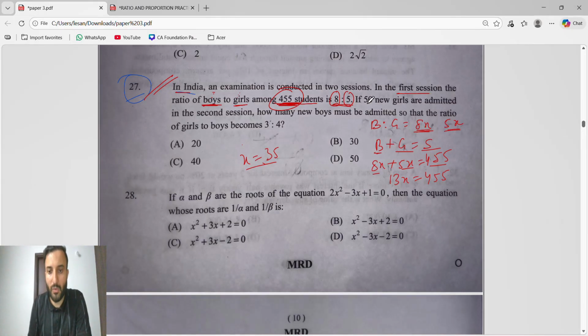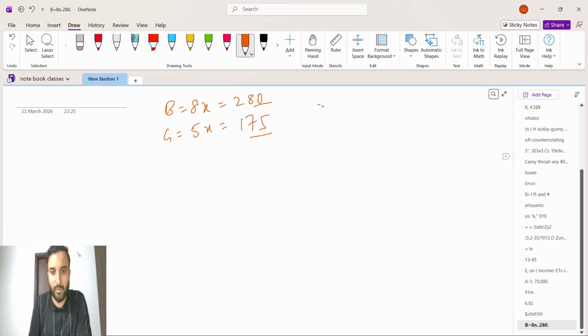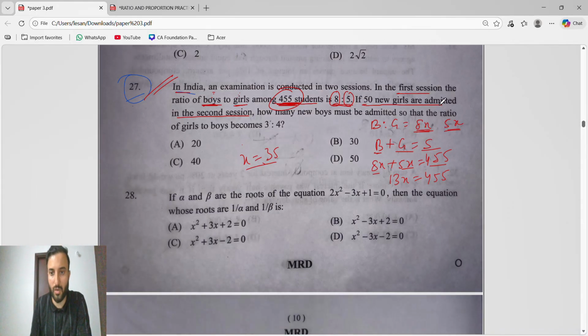Then what they said? If 50 new girls are admitted in the second session, look, the ratio of boys to girls is 280 boys to 175 girls. Now they said 50 new girls are admitted in the second session. How many new boys must be added?